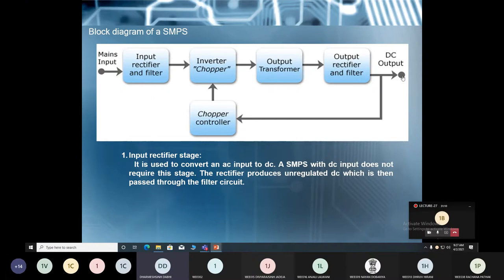This high frequency AC output of the transformer is applied again to the rectifier, because here again we require a DC power supply, our load is DC. So this high frequency AC is converted into DC.